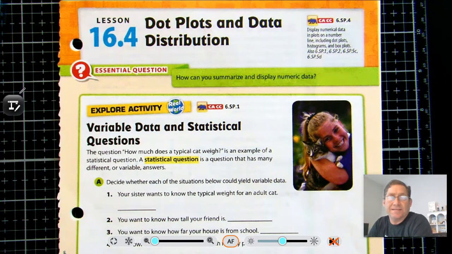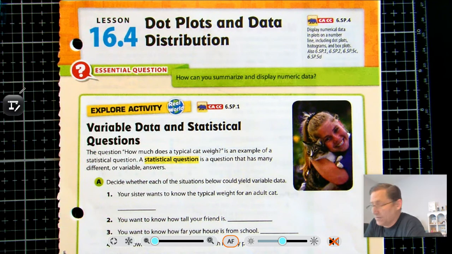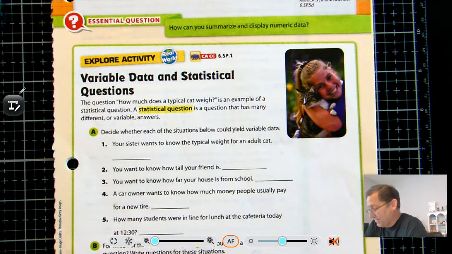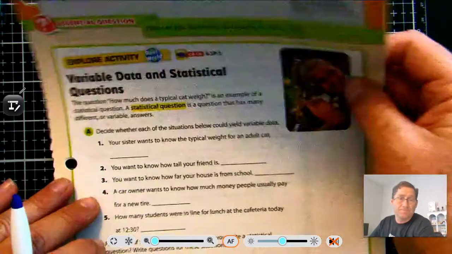Hello, everybody. In today's lesson, Module 16, Lesson 4, we'll be talking about dot plots and data distribution. Basically, our essential question that we should be able to answer at the end of our lesson is, how can you summarize and display numeric data? Okay, so let's look at the Explore activity on page 471.